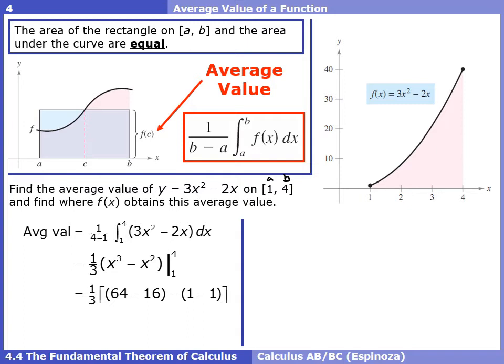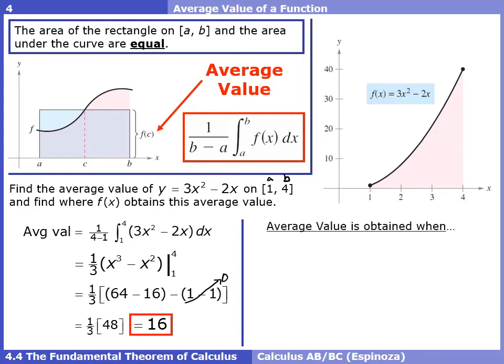we'll get 64 minus 16. We'll plug in the lower bound next, which will just be 1 minus 1, and then we subtract those two values. 64 minus 16 is 48, and of course 1 minus 1 is just 0. We don't have to worry about that. 48 divided by 3 is 16. So that's the average value, or in other words, it's the height of a rectangle that would have the same area as the area under the curve.